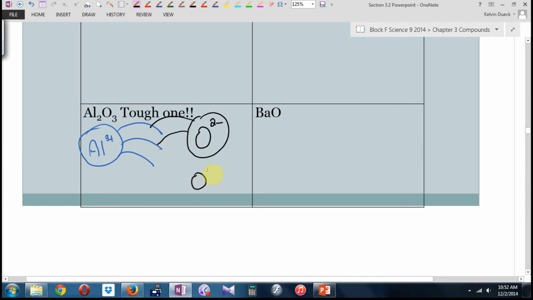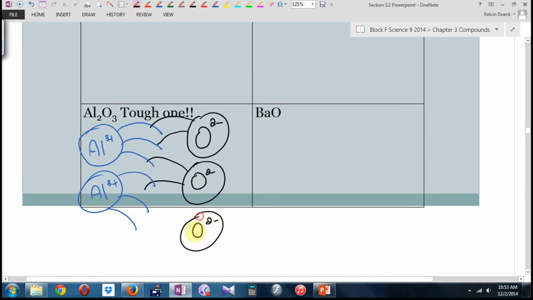Here's another oxygen. How many hooks does it have? 1, 2. Oh, now I've got an oxygen hook dangling. So, now what? Better draw another aluminum. Here's another aluminum with 1, 2, 3 hooks. Can you see now aluminum's not happy? It's got 2 hooks still dangling. What's the solution? Draw another oxygen with 2 hooks.